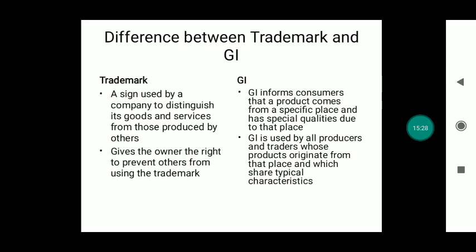Difference between the trademark and GI: trademark is a sign used by a company to distinguish its goods and services from those produced by others. GI, in fact, informs consumers that a product comes from a specific place and has special qualities due to that place.